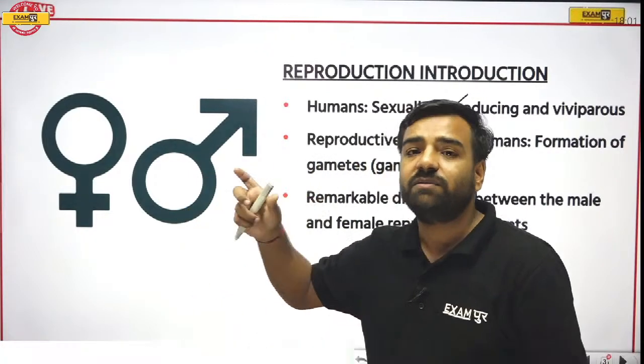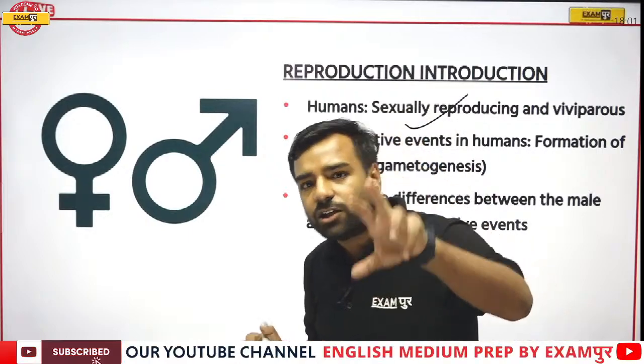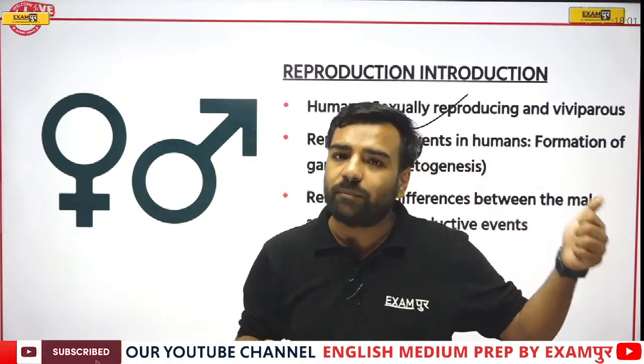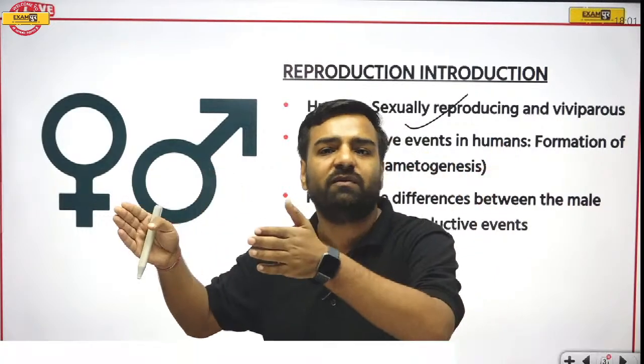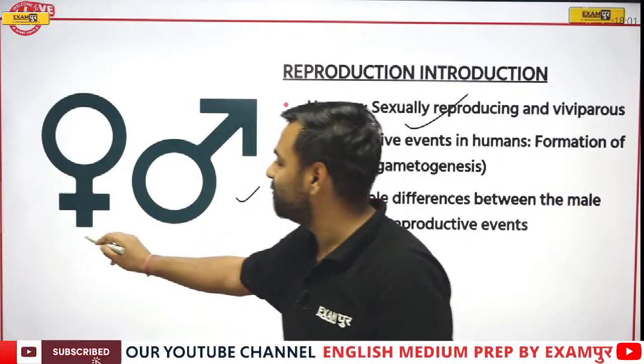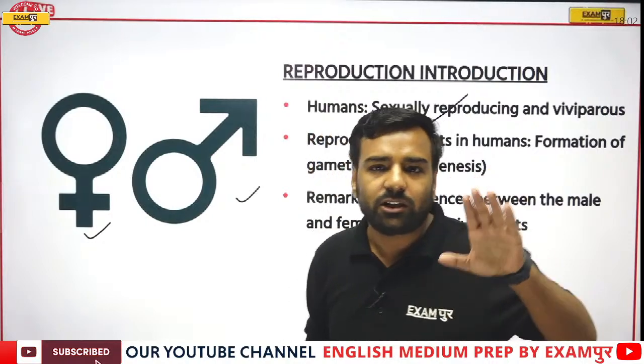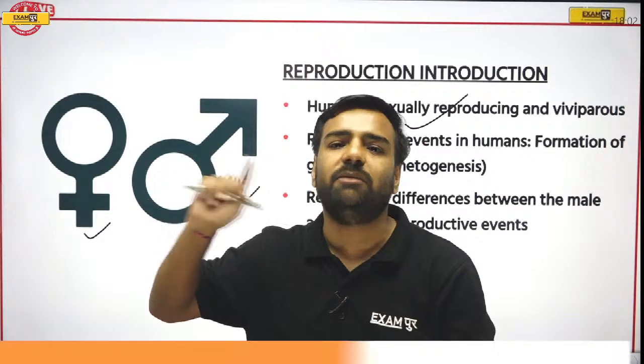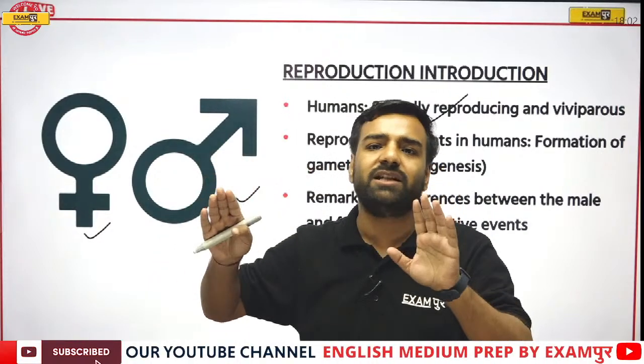Now what's the difference between sexual and asexual reproduction? In sexual reproduction, we need two people of opposite sex. One would be male, one would be female. We use symbols to represent them. But in the case of asexual reproduction, only a single parent is required. So this is the basic difference between the two.